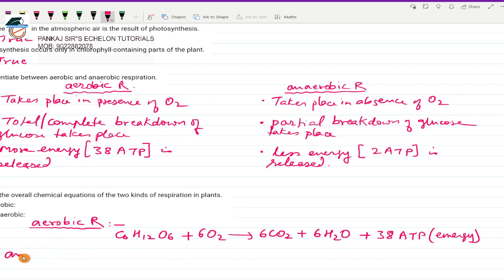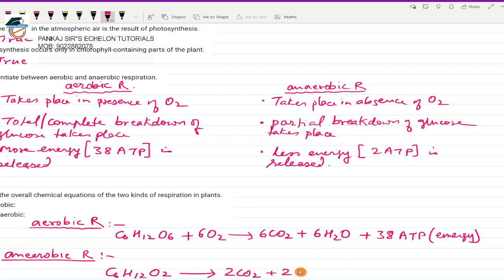In anaerobic respiration, the reaction will be slightly different, because here oxygen will not be involved. Again you will have 1 molecule of glucose, that is C6H12O6, but this time in the absence of oxygen. And in the case of anaerobic, you don't get carbon dioxide and water. Instead you get 2 molecules of carbon dioxide, and instead of water you get ethanol.